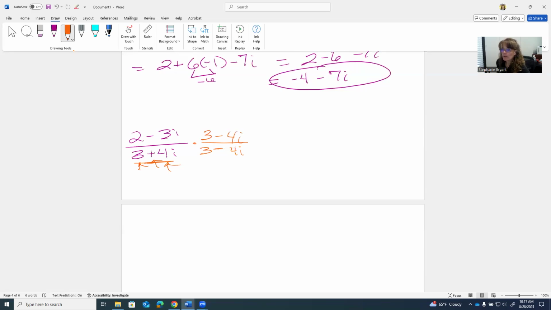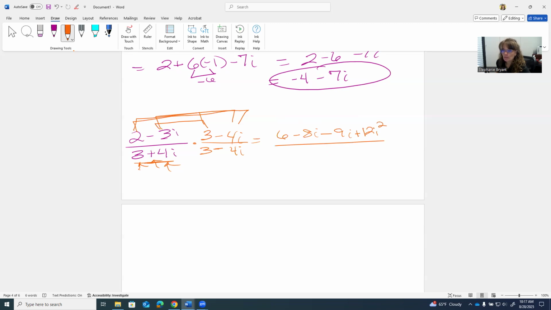And then I'm going to go ahead and use the FOIL method. I got my first times my first, so 2 times 3 is 6. My outer, so positive 2 times negative 4i is a negative 8i. Negative 3i times that positive 3 is my inner, so that gives me a negative 9i. And then my last, I got negative 3i times a negative 4i. So negative times negative is positive, 3 times 4 is 12, and then i times i is i squared.